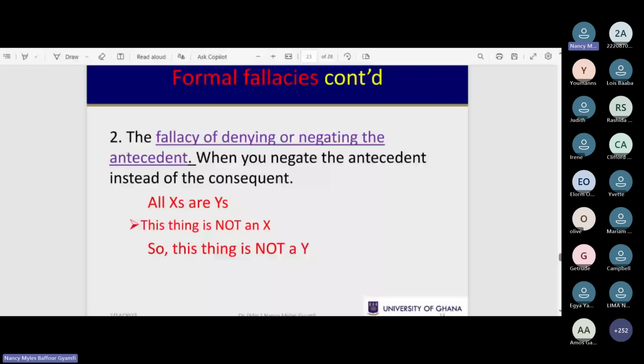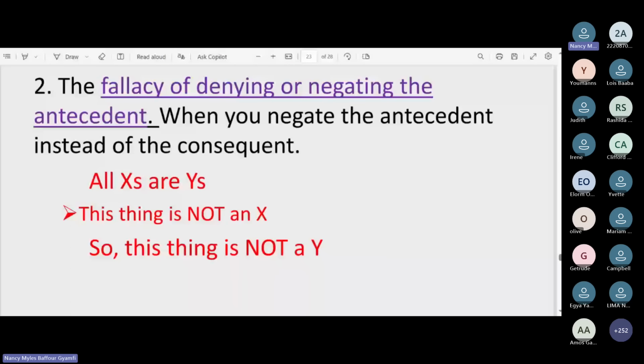See where the arrow is pointing to. It says all x's are y's. This thing is not an x. It negates the x, the antecedent, and so says that therefore it is not a y. Everyone watch. All mangoes are fruits. This thing is not a mango. Then I want to conclude, therefore it is not a fruit. That is not valid. All mangoes are fruits means mangoes are a subset of fruit. Mangoes are inside the set, the big set called what? Fruits. It doesn't prevent bananas also from being there. And pineapples, they are all inside the big set.